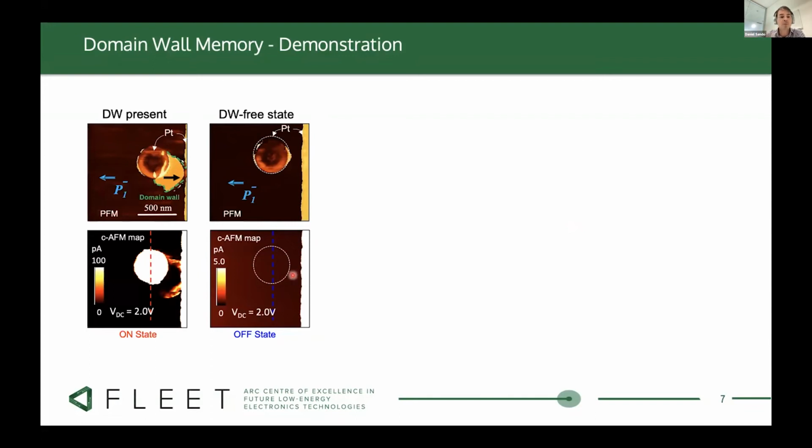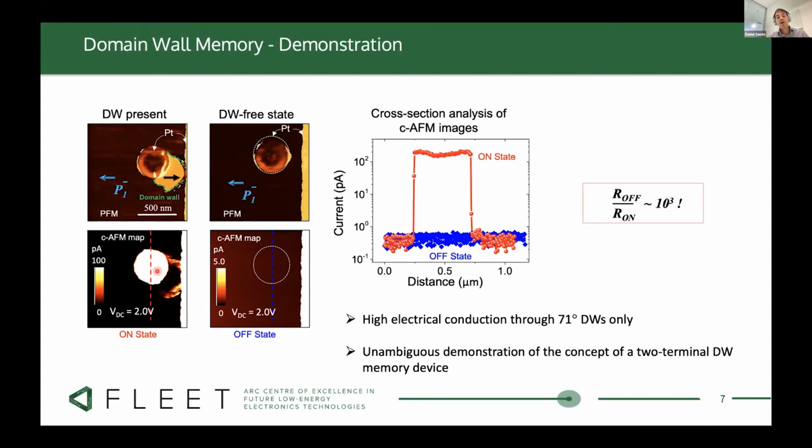So we see some current flowing. When we look at the domain wall present state, so here now we have the reversed domain with some domain walls connecting the electrodes, we see in our current map some hotspots, first of all, for the actual domain walls themselves. This makes sense because they're conductive, but we also see a high level of conductivity at the actual electrode itself.